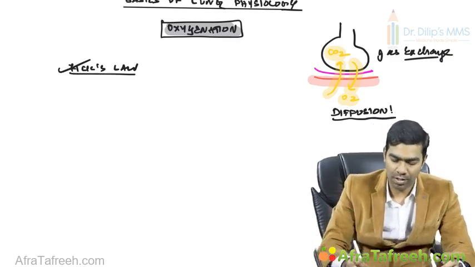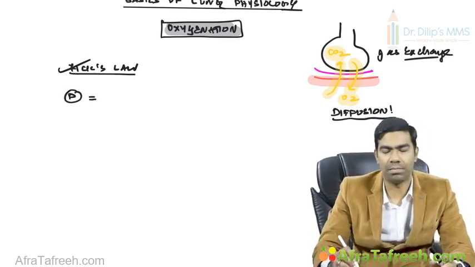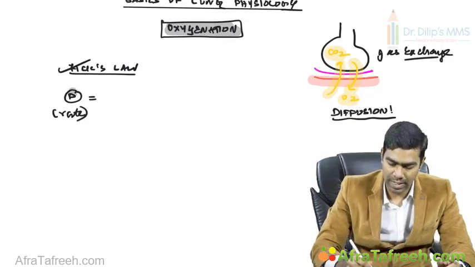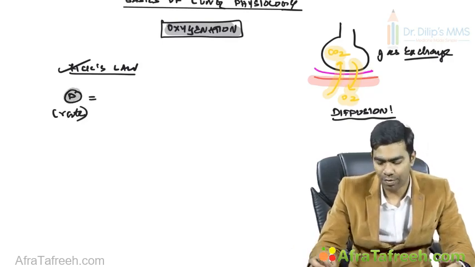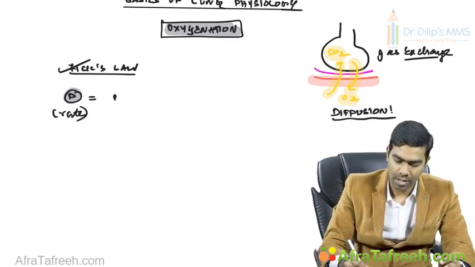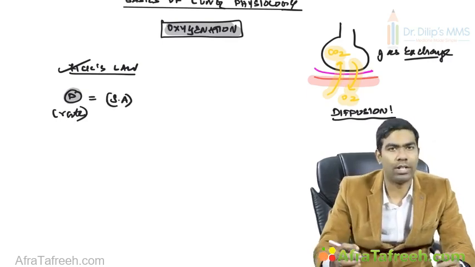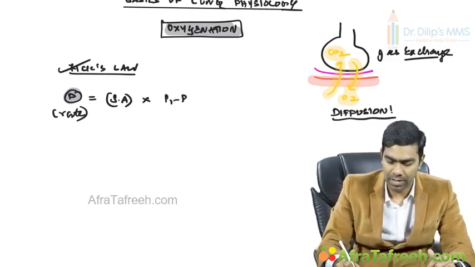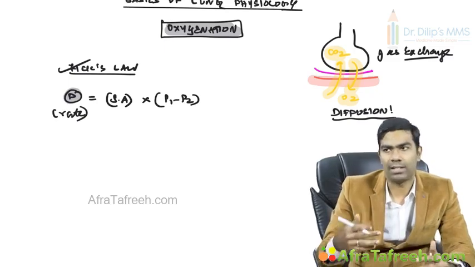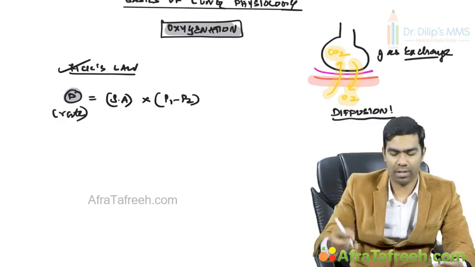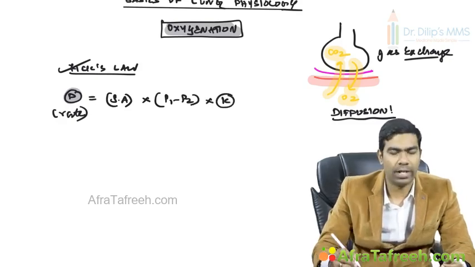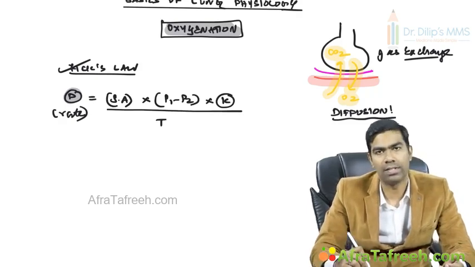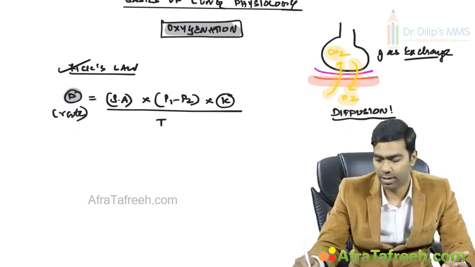Fick's law of diffusion states very simple things: the rate of diffusion, which can be denoted by D in my example, is equal to the surface area of the diffusing membrane, multiplied by the difference in the partial pressure of the gas between either side of the diffusing membrane, multiplied by a solubility coefficient called K, which is a constant value for a particular gas, divided by T, which is the thickness of the membrane.